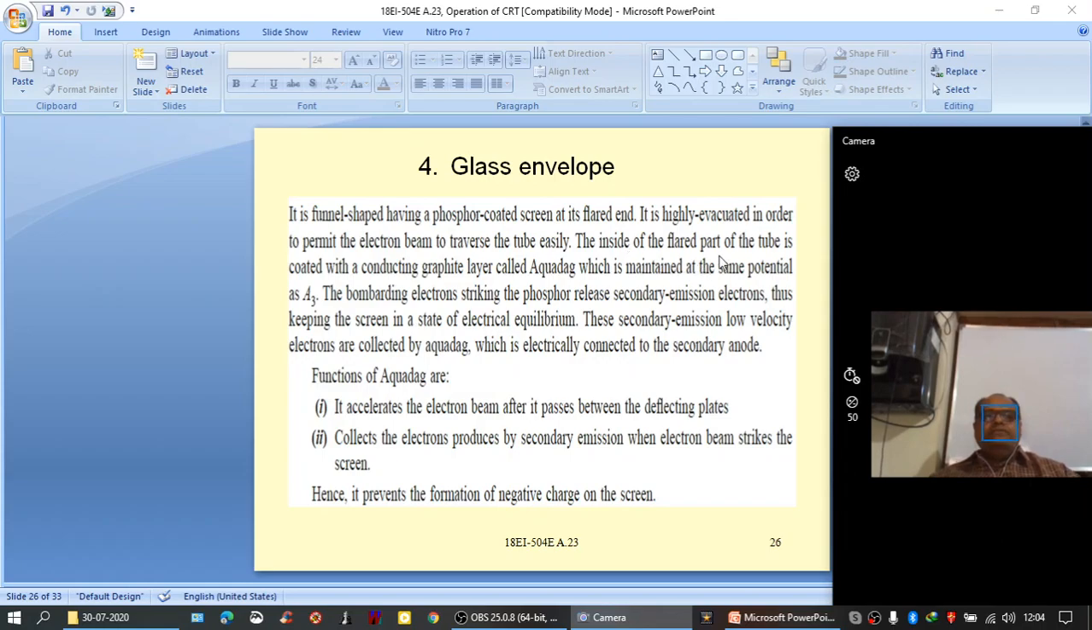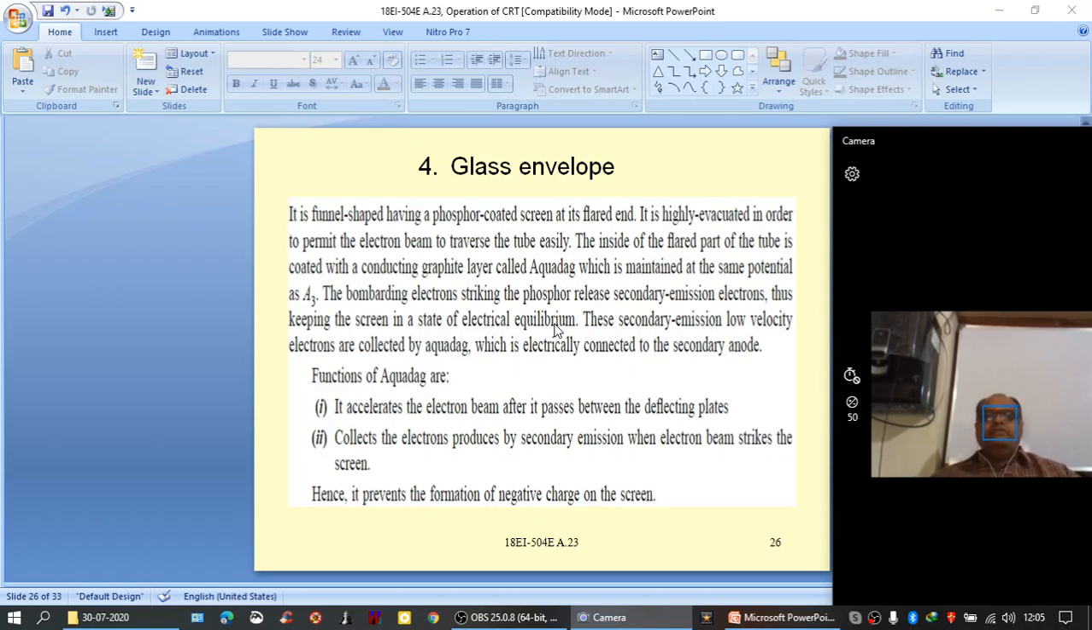The inside of the flared part of the tube is coated with a conducting graphite layer called aquadag, which is maintained at the same potential as E3, that is, the accelerating anode. The bombarding electrons striking the phosphor release secondary emission electrons, thus keeping the screen in a state of electrical equilibrium.